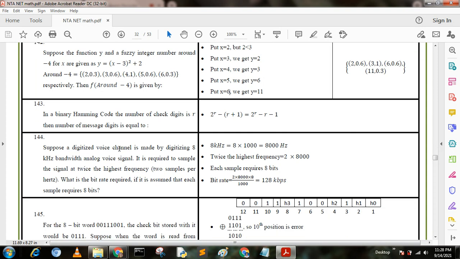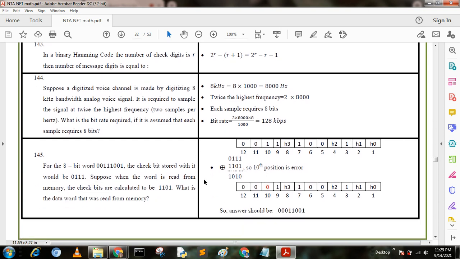Suppose a digitized voice channel is made by digitizing an 8 kilohertz bandwidth analog voice signal. It is required to sample the signal at twice the highest frequency, 2 samples per hertz. What is the bit rate required, if it is assumed that each sample requires 8 bits? We know that 8 kilohertz equals 8 into 1000, equals 8000 hertz. Twice the highest frequency equals 2 into 8000. Each sample requires 8 bits, so bit rate equals 2 into 8000 into 8 by 1000, equal to 128 kbps. This is the answer. Next question.